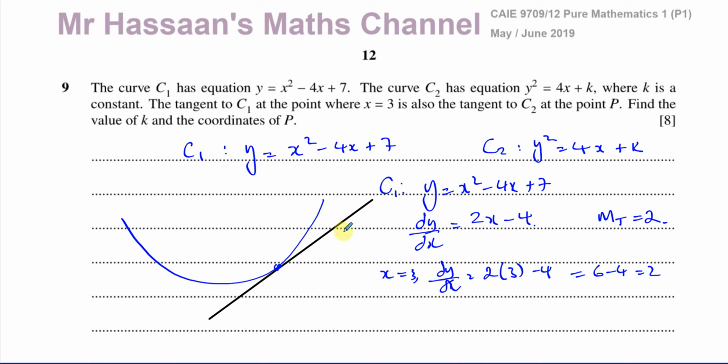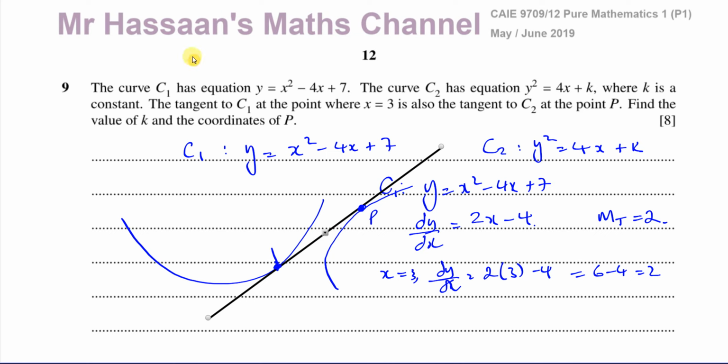Now the other curve, supposing it goes like this. At this point, which is going to be the point P, the gradient at point P is the same gradient as at the point where the tangent touches the first curve. They will share the same gradient as each other. So that's the scenario we're looking at.